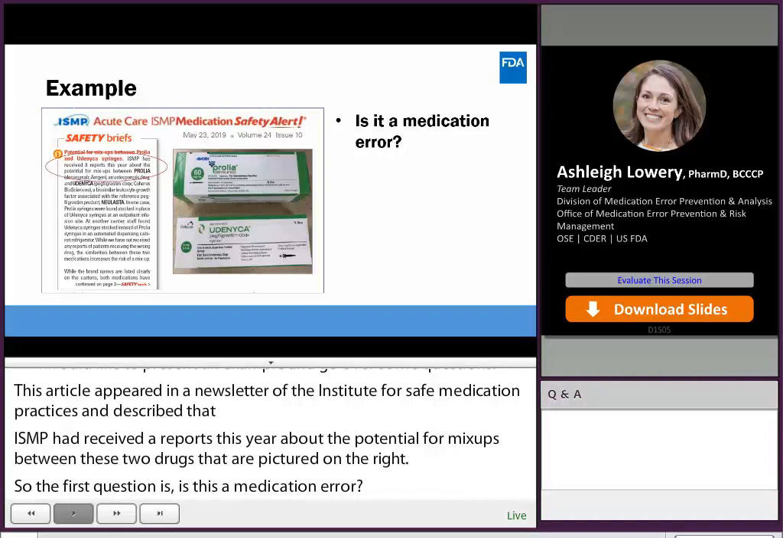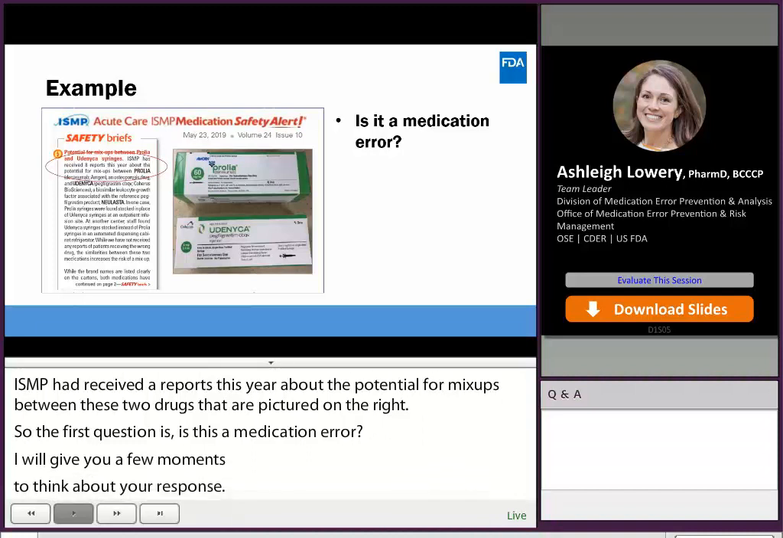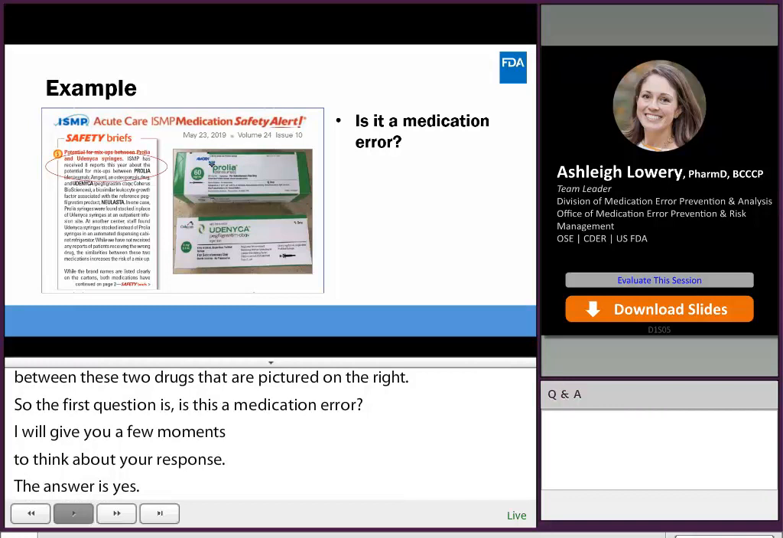And the answer is yes, this would classify as a medication error. Potential for medication error is within the definition by something that may cause or lead to inappropriate medication use. Although these reports were potential for mix-ups, these are still classified as medication errors.